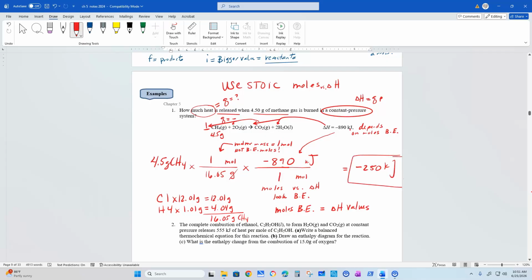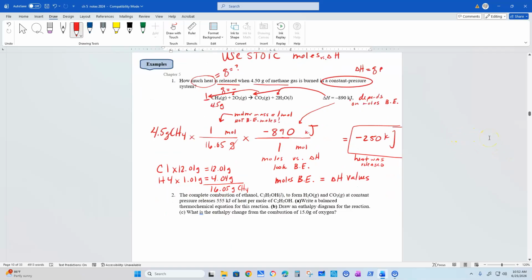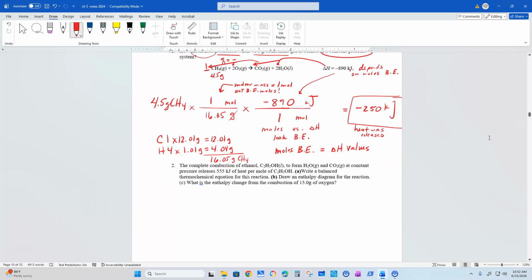Now, before you start putting methane, remember this is energy. This is heat. Okay? There is no chemical listed when it comes to heat and delta H. So you just put negative 250 kilojoules. And we know this is correct because it said how much heat was released. So this is how much heat was released to the surroundings when you burned this methane and produced CO2 and water. Okay, which makes sense. It's combustion. It should be releasing a lot of heat.